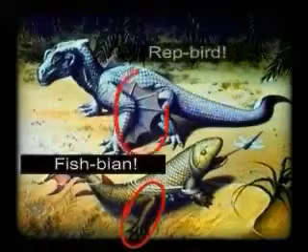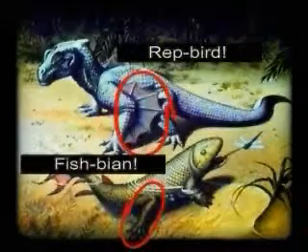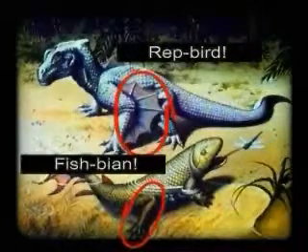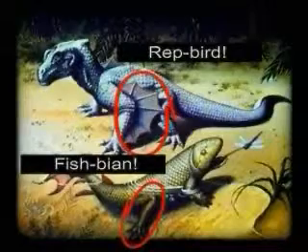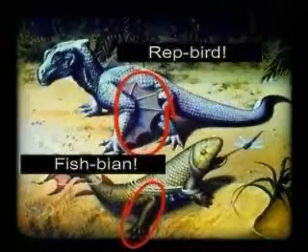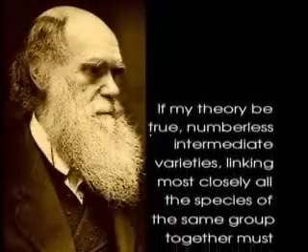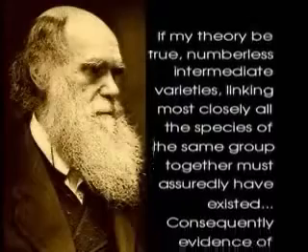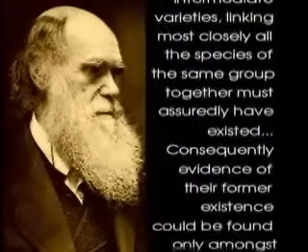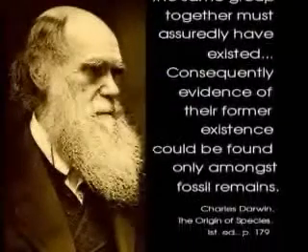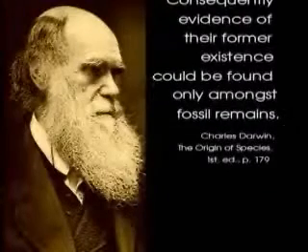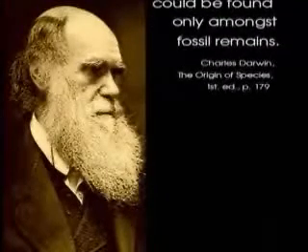Darwin called these hypothetical creatures transitional forms. He knew that in order to support his theory, the remains of such intermediate forms had to be found in the fossil record. In The Origin of Species, he wrote, "If my theory be true, numberless intermediate varieties linking most closely all the species of the same group together must assuredly have existed. Consequently, evidence of their former existence could be found only amongst fossil remains."